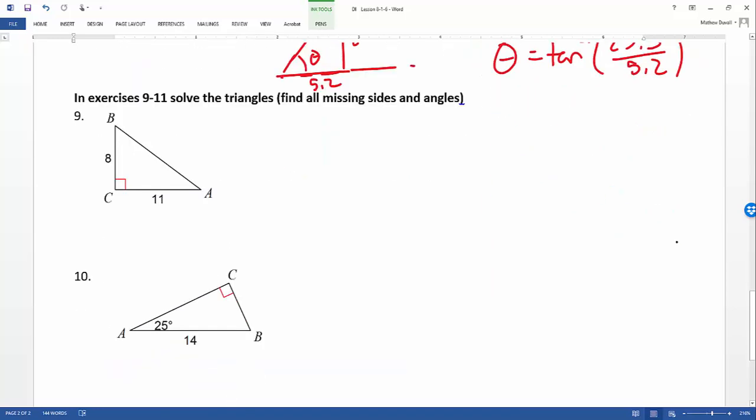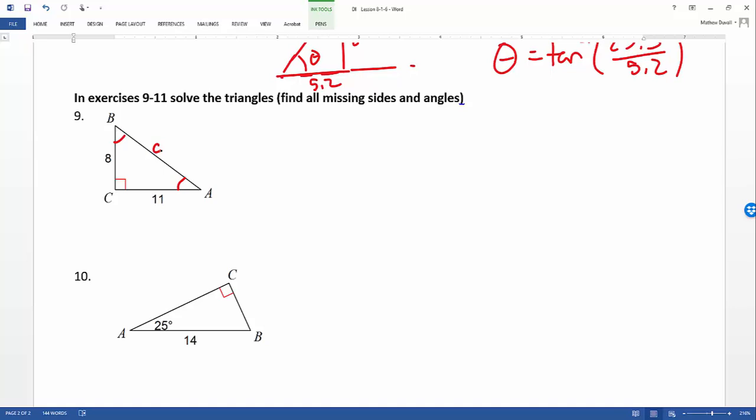Now, solving a triangle means find all the missing sides and angles. So in this instance, I don't know what angle B is. I don't know what angle A is. And I don't know what side C is. The side is always opposite the angle. So I need to find what those are.